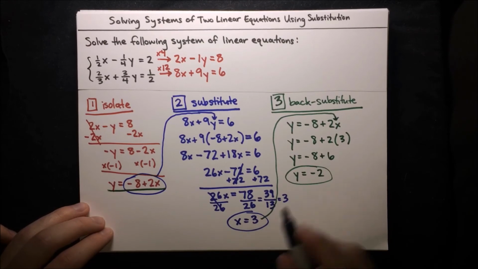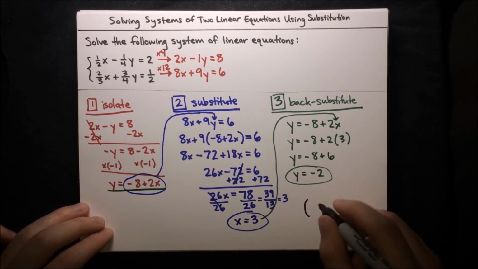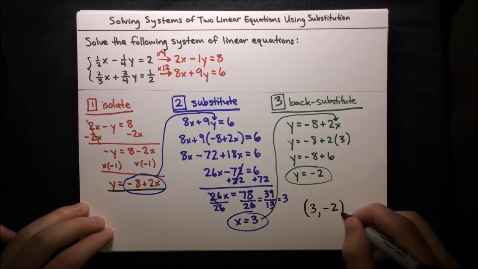So there we go, we know what x and y are, we can write our ordered pair. Our ordered pair is just 3, comma, negative 2.